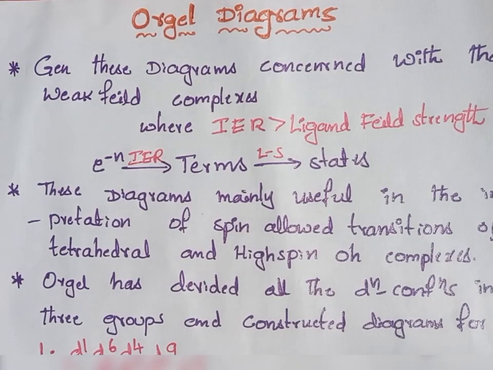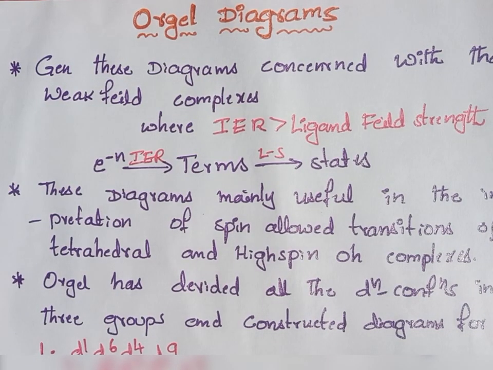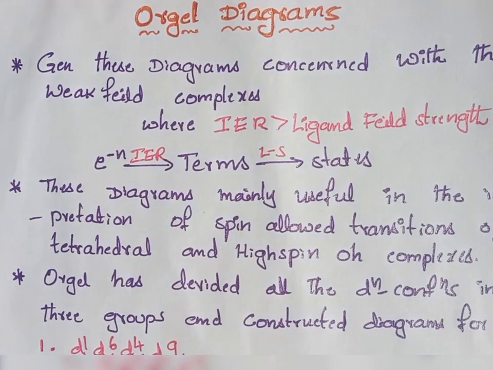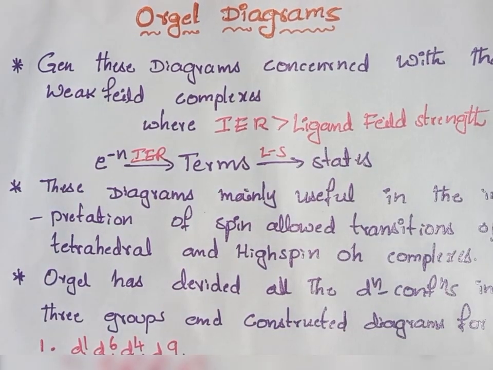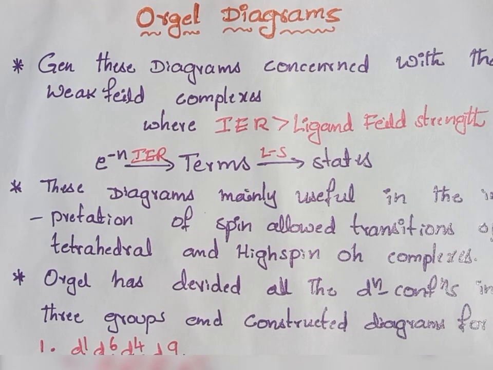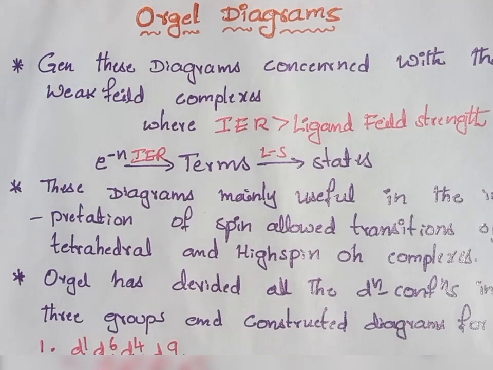Hello everybody. Now I'm going to discuss the Orgel diagrams. Mainly, these Orgel diagrams are useful to find out the transitions possible in metal complexes. In metal complexes, in d-electronic systems, how the transition will take place from a lower energy level to a higher energy level, how many possible transitions there are, and what type of bands will take place in the metal complexes, we're going to discuss in this video.